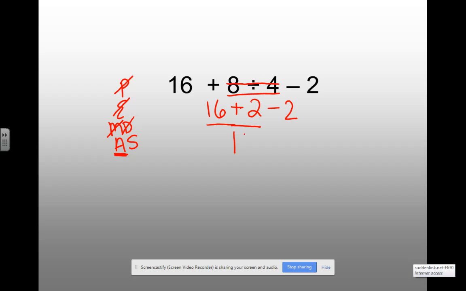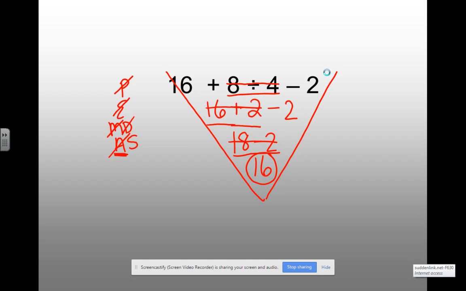16 plus 2 is 18. Then mark it out and bring down your minus 2. Now I can do my subtraction, 18 minus 2, which is 16. Mark that out because I'm finished with it. Circle and check that you have a Dorito.